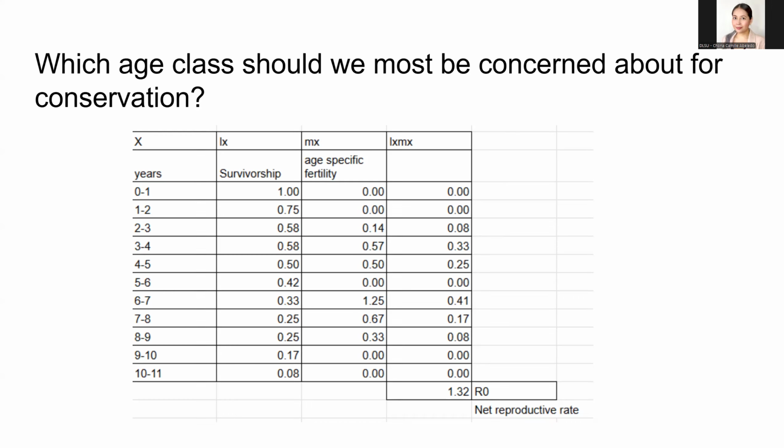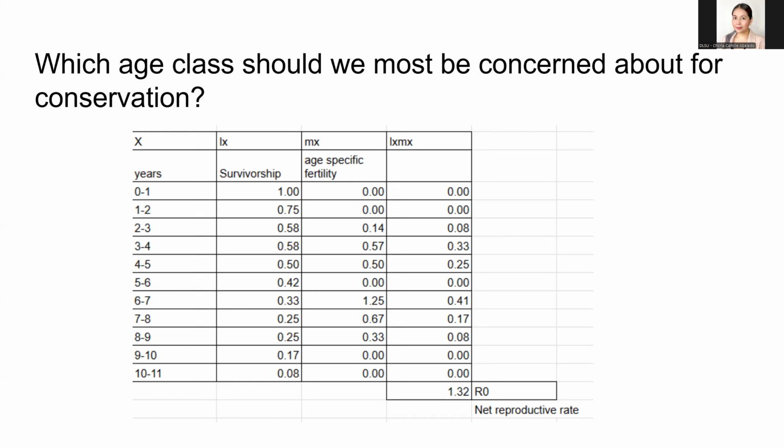And you will also notice that by 7 to 8 years old, survivorship drops to 0.25. So this indicates that many individuals do not survive long enough to maximize their reproductive output. So protecting individuals in the age 6 to 7 years is critical because they contribute the most to population growth.